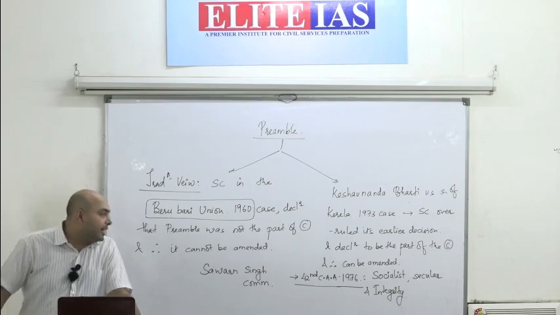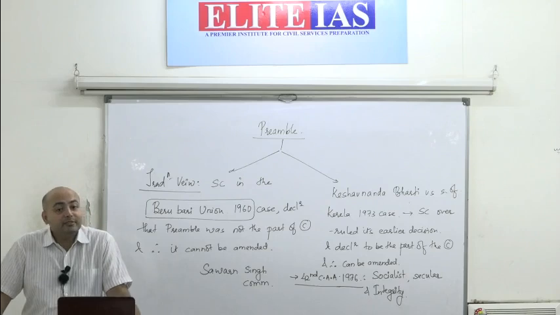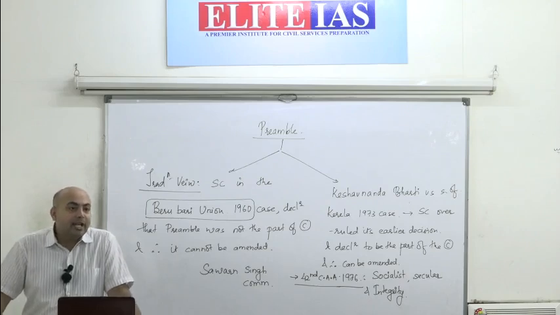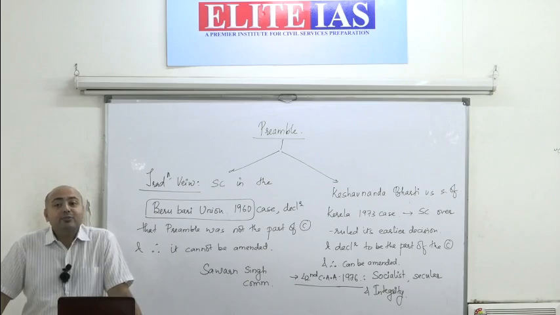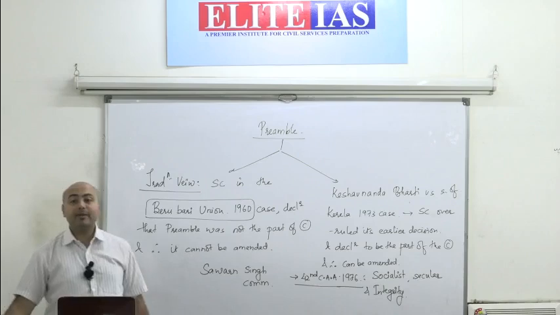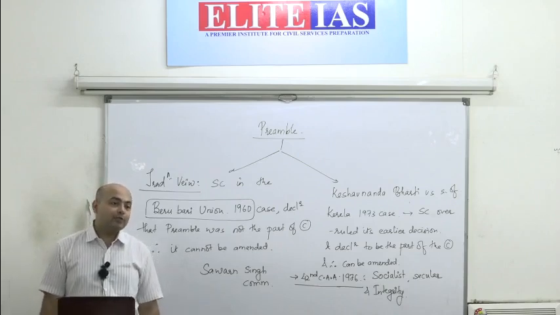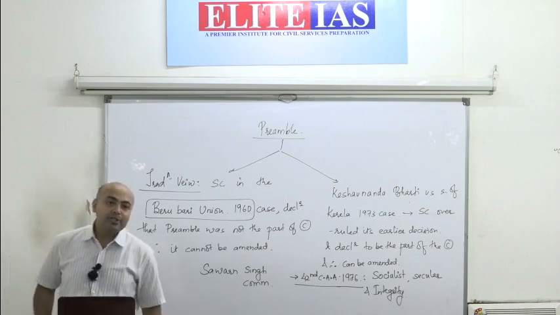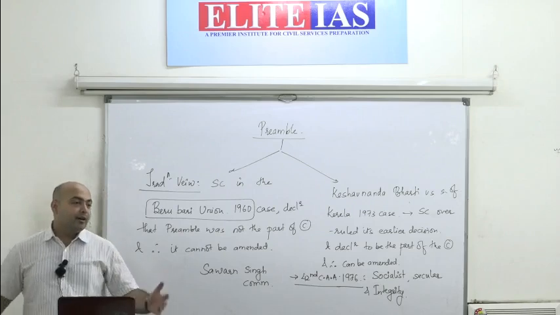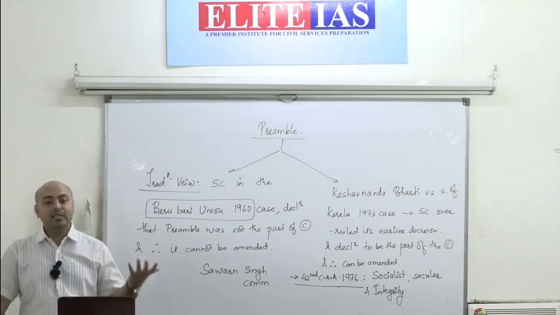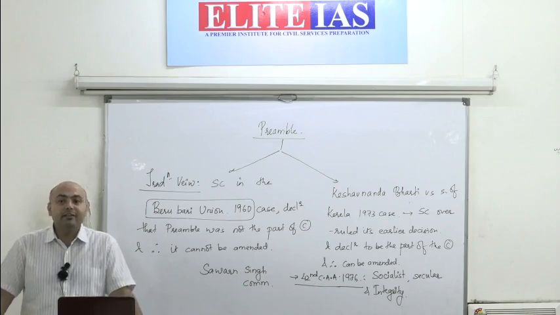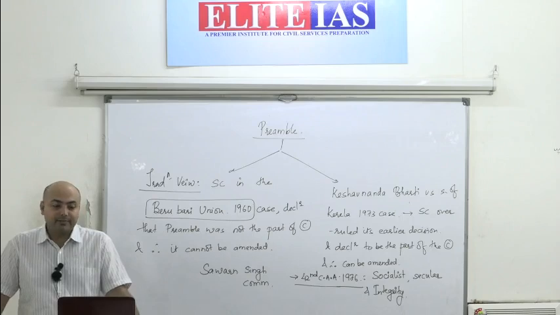Obviously, the time, 1976, means it was during the Emergency. Because it was during the Emergency, it was easy to take up such an amendment, because most of the opposition leaders who were in a capacity to oppose any such amendments were in jail. So it was very easy to pass such constitutional amendments.